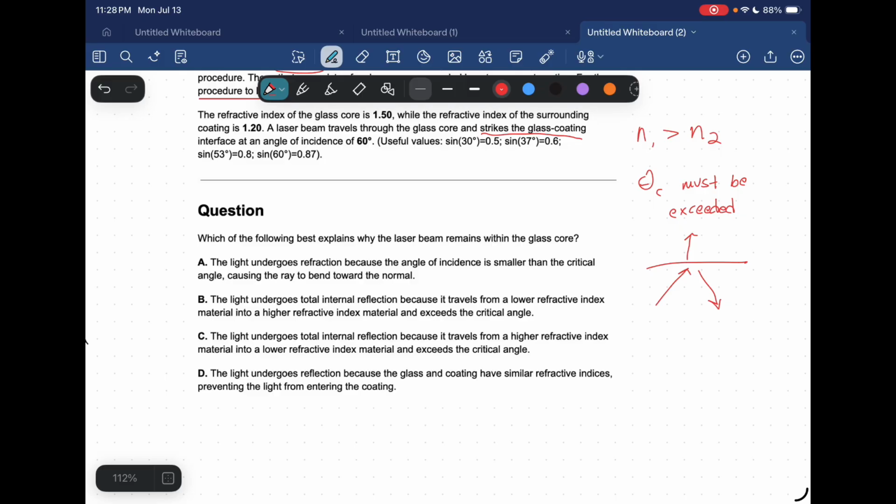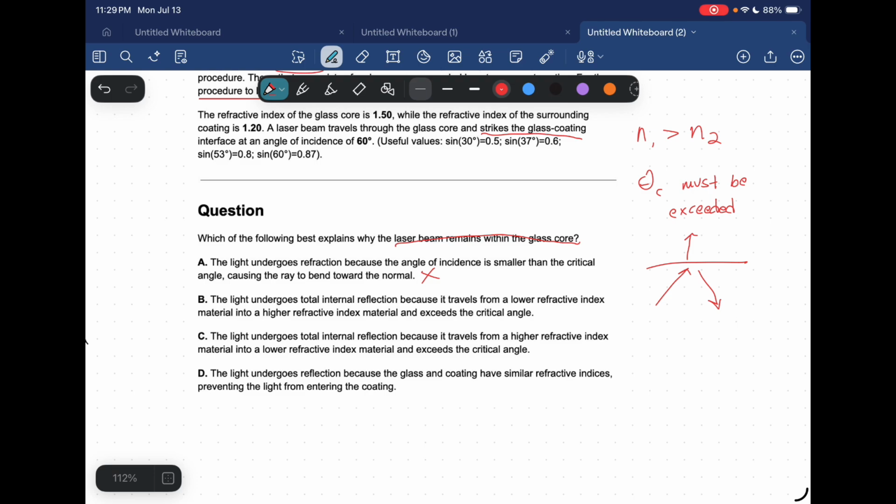We want to look for which achieves total internal reflection, which allows a laser beam to remain within the glass core. A: The light undergoes refraction because the angle of incidence is smaller than the critical angle, causing the ray to bend toward the normal. Well, while that might be true, if it underwent refraction, it wouldn't stay within the glass core. It would go into the coating medium, which allows us to eliminate answer choice A.